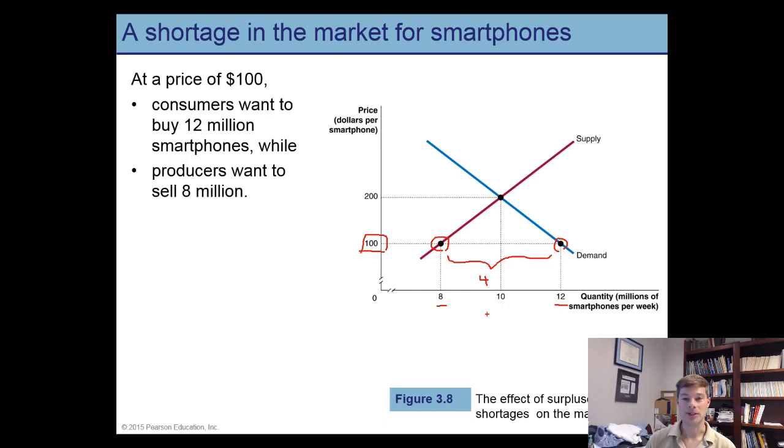An equilibrium in the market is a price at which there's no more pressure for that price to change. At any price, in this example, above $200, there will be a surplus, and that'll put downward pressure on the market price level. At any price below the equilibrium price level, there will be a shortage, and this will result in upward pressure on the price level as consumers begin to outbid one another so that they can actually obtain a smartphone instead of being part of the shortage.